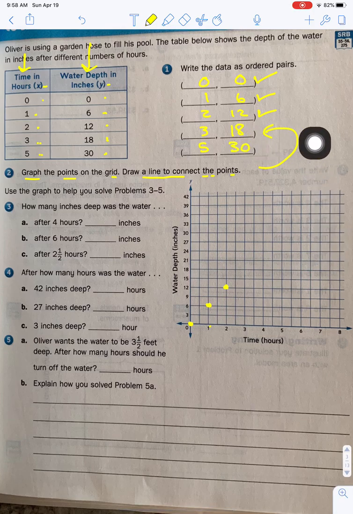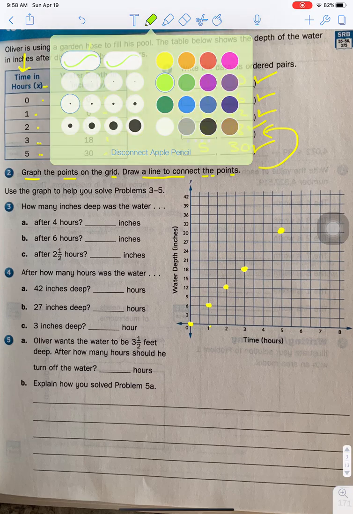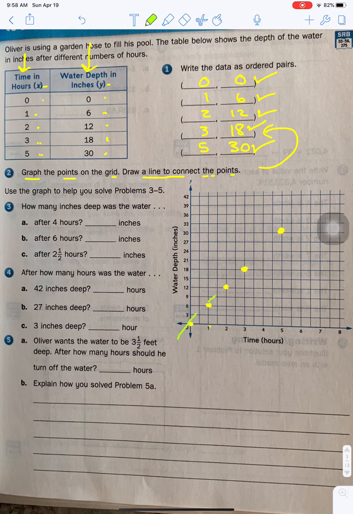Next is (3, 18). We go over 3, up 18. Then we have (5, 30). So we'll go over 5, up 30. And then if you have a ruler, you can take your ruler and connect the points with a straight line. And you can see that the pool is getting deeper and deeper.